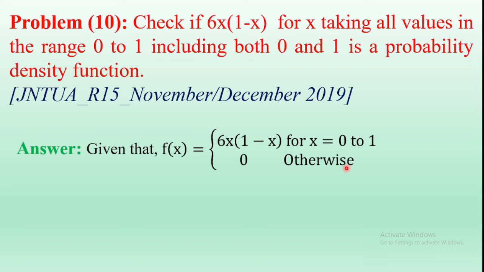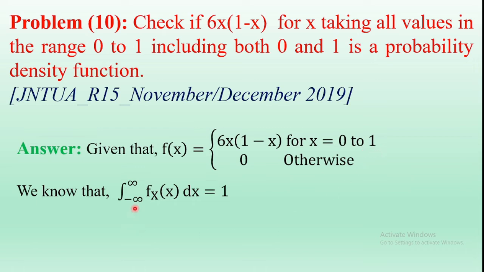We know that one of the properties of the probability density function is that the area under the probability density function curve is always equal to 1. That is, integral from minus infinity to infinity of fx of x dx is equal to 1. Now here, from the given data, the probability density function is 6x into 1 minus x for x equal to 0 to 1.